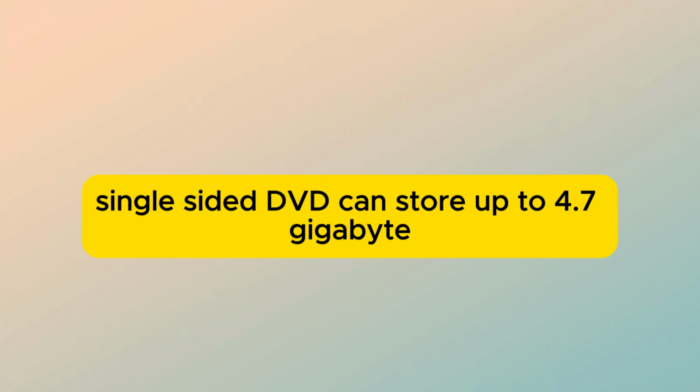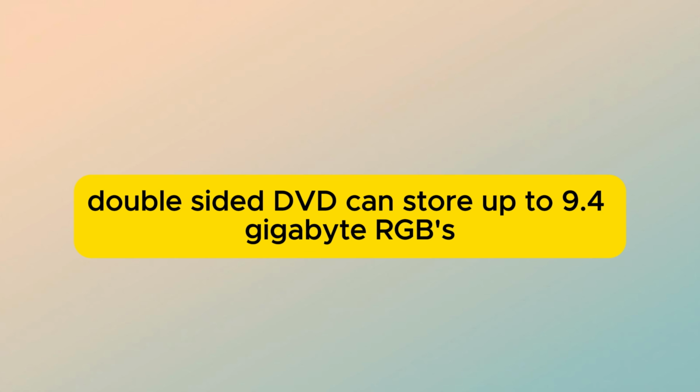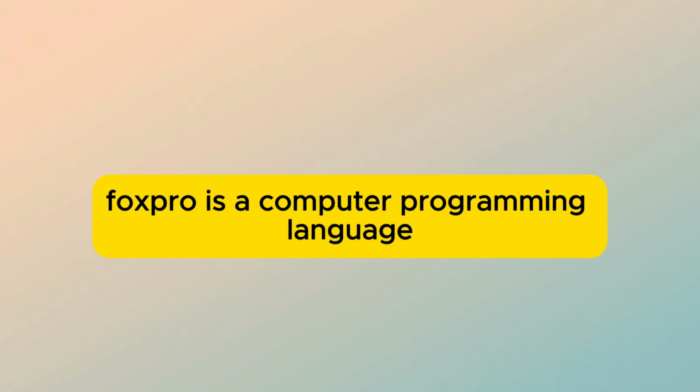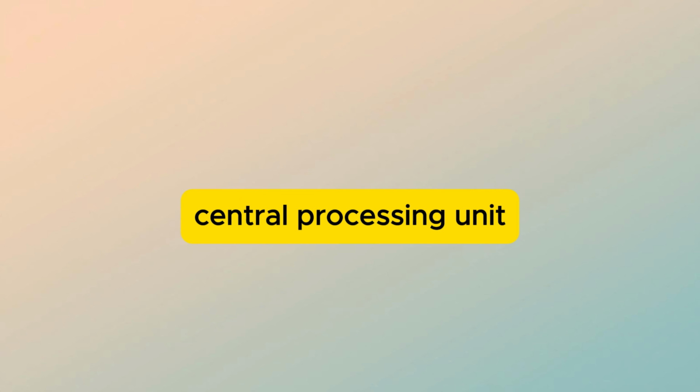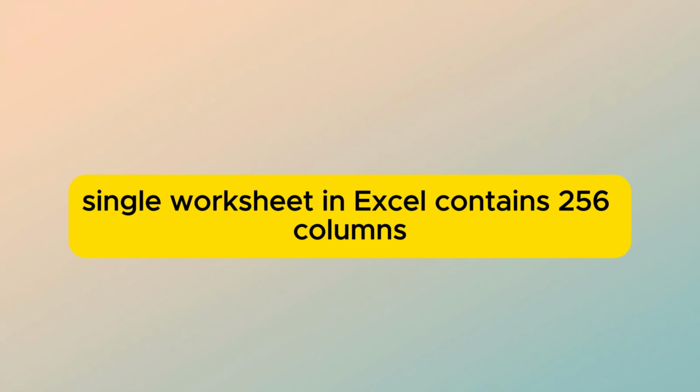A single layer, single sided DVD can store up to 4.7 GB. A single layer double sided DVD can store up to 9.4 GB. FoxPro is a computer programming language. The most complicated part in a computer is the CPU, central processing unit. A single worksheet in Excel contains 256 columns.